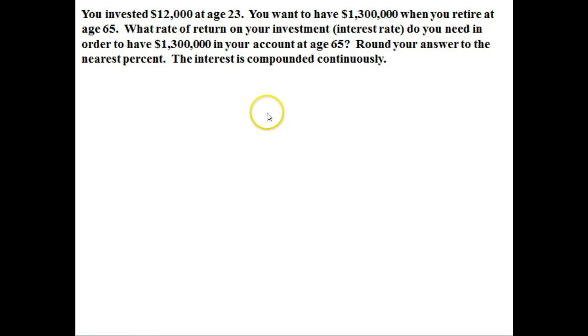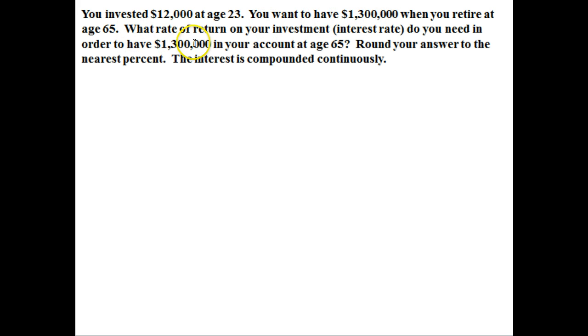Okay, with this question right here, we are looking at the amount of money that we need to have in an account when we want to retire. And let's say that you're wanting $1.3 million, so that's $1,300,000 in your account at the age of 65. Okay, you currently have invested $12,000 at age 23. And again, we want the 1.3 million at the age 65.